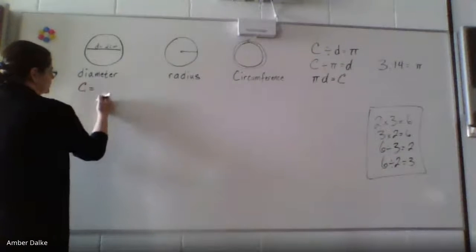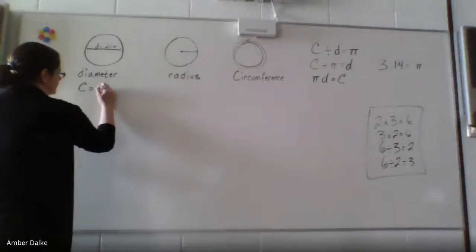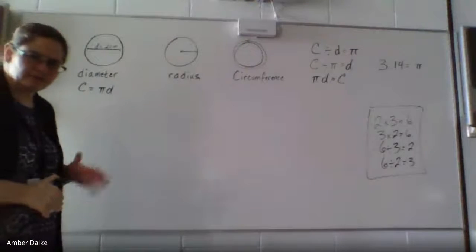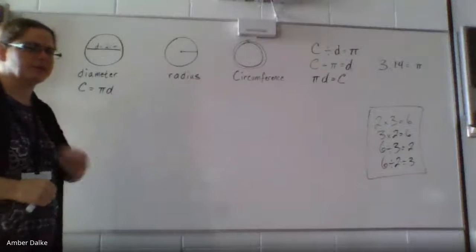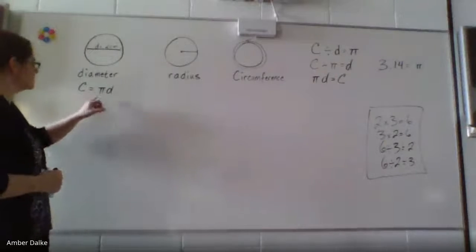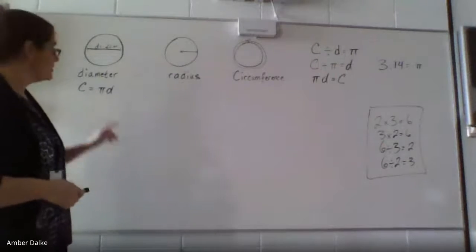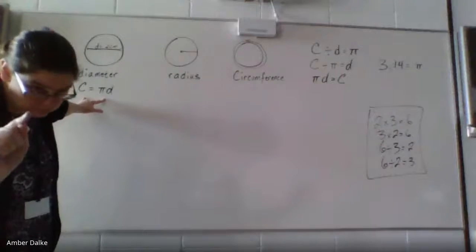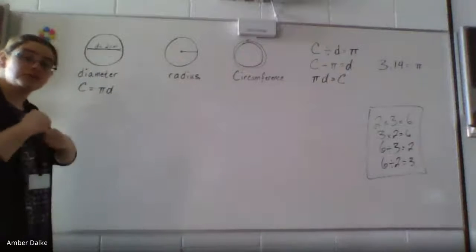Circumference is equal to the diameter times pi. Pi times the diameter. Pi always goes in front. Don't ask why. It just does. It's because it's a constant value, okay? So circumference is pi times the diameter. That is our formula step. Don't forget to write down the formula. Now we move on to the substitution step.